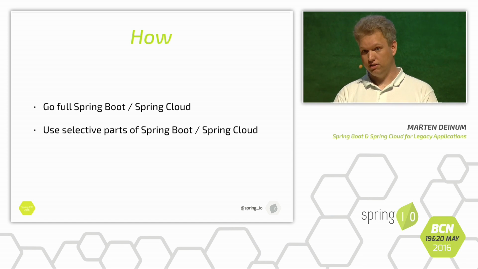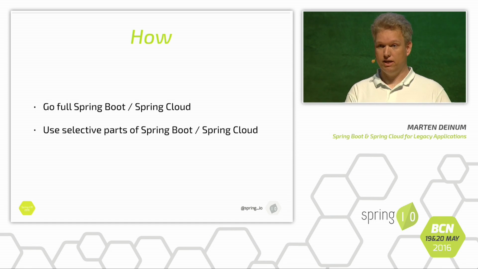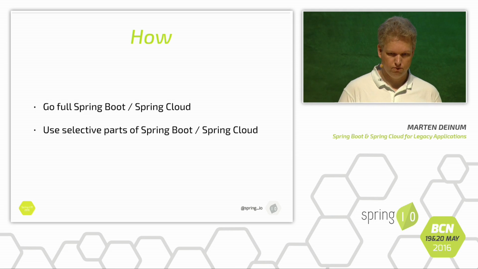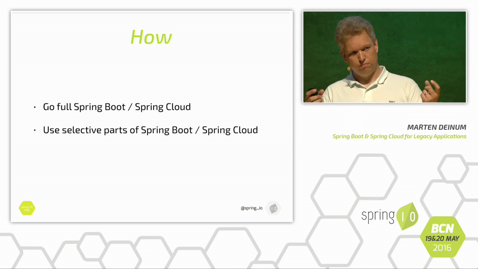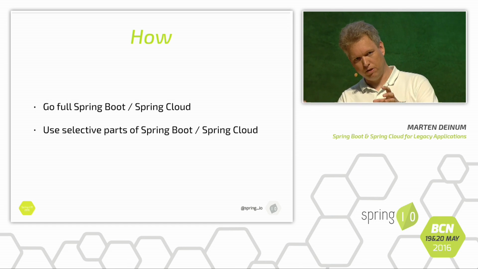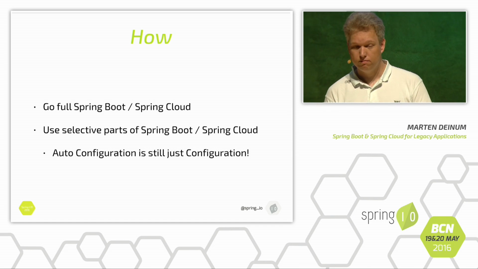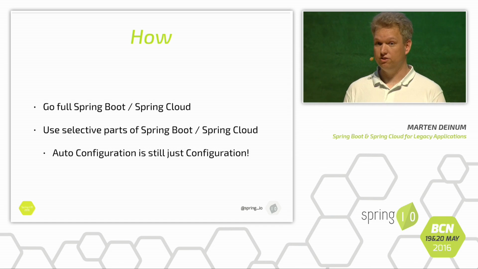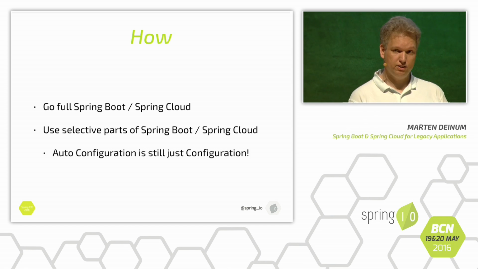So you can use, for instance, the Spring Cloud configuration client in your legacy application without actually using Spring Boot, which is something I hope to show you later on. So you can use selective parts by knowing what's being configured and doing that yourself. So you can still use a little bit of Spring Boot, but not everything. I mentioned auto-configuration is still just configuration. A large part of Spring Boot is automatic configuration of your beans.